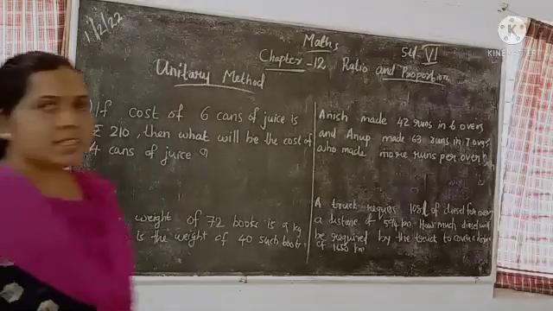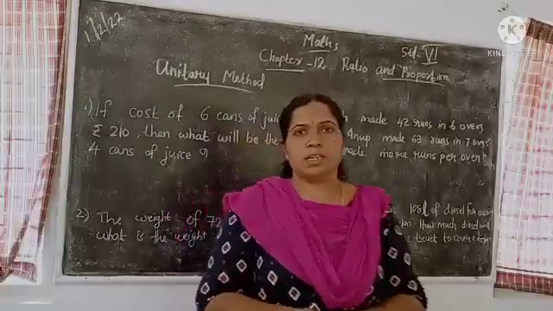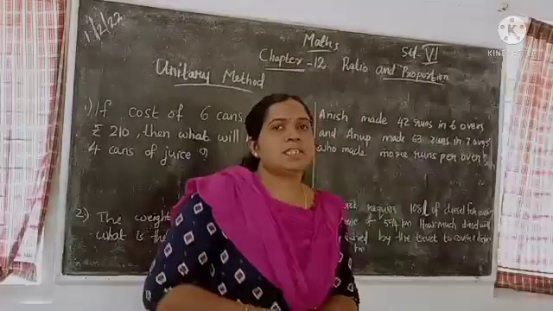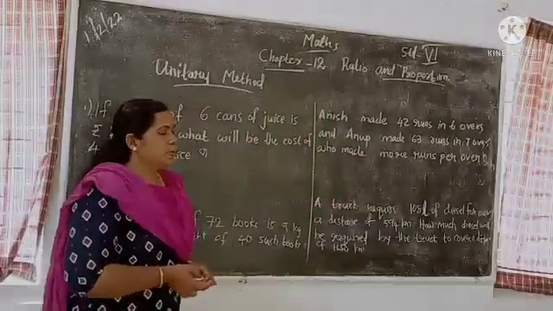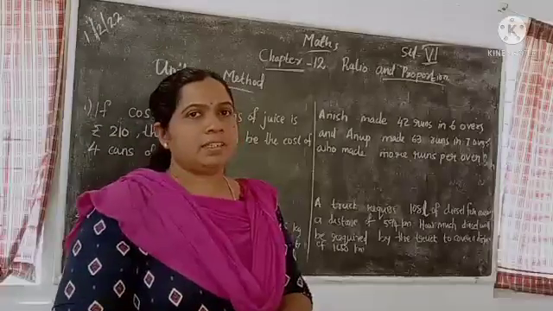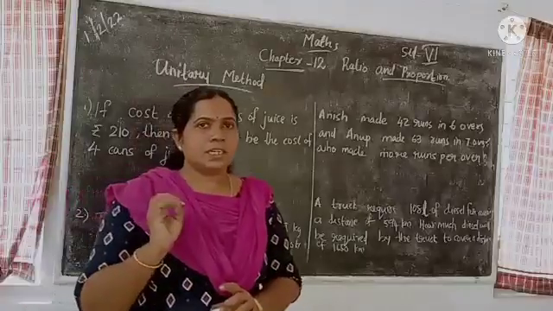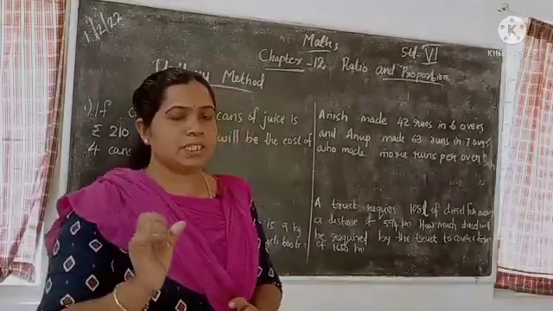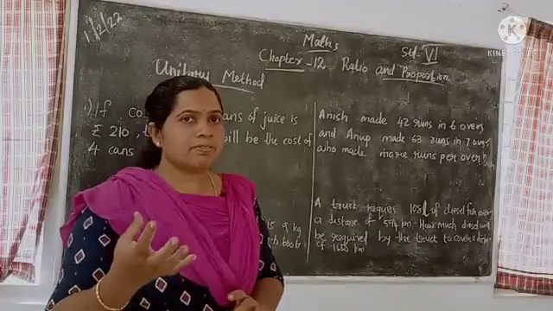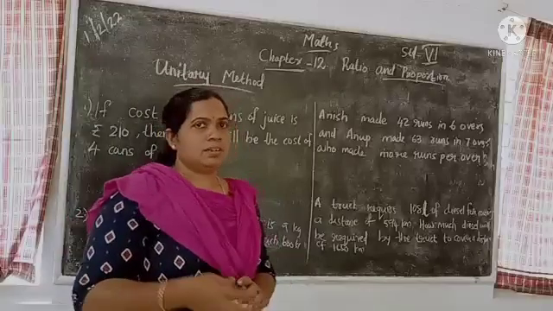Hi students, let us continue the chapter 12 Ratio and Proportion for 6th standard students. Today we are learning the unitary method. Unitary method means if we find the quantity of 1 unit or price of 1 unit, then we find the quantity of the required quantity.